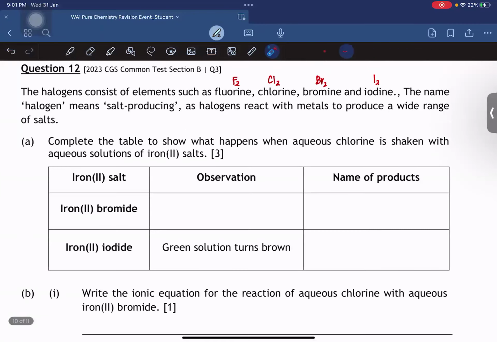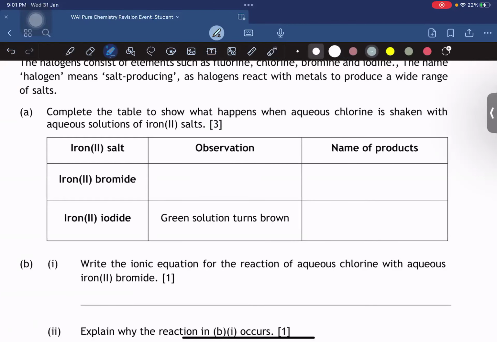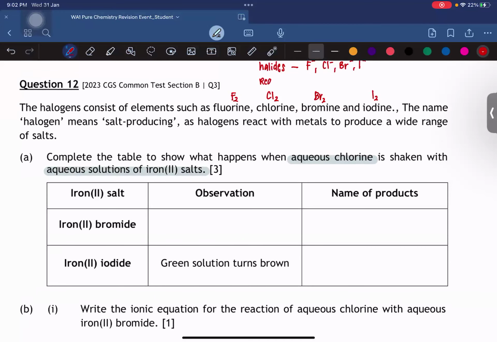Now, for this reaction, they say halogen reacts with metal to produce a wide range of salt. Compare the table to show what happens when aqueous chlorine is shaken with iron 2 salts. First things first, when we talk about halogens, how does the reactivity go? Who is the most reactive in halogen? Chlorine, followed by bromine, iodine, then astatine. So remember, reactivity decreases down the group.